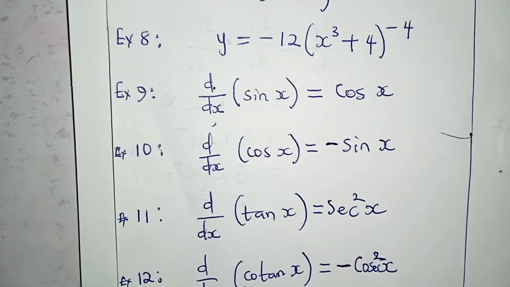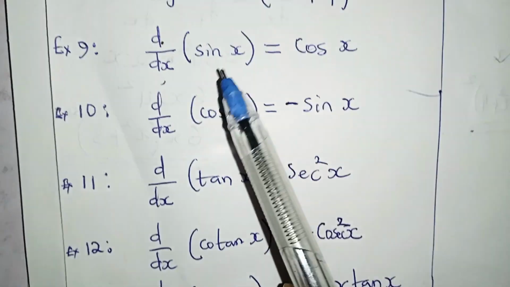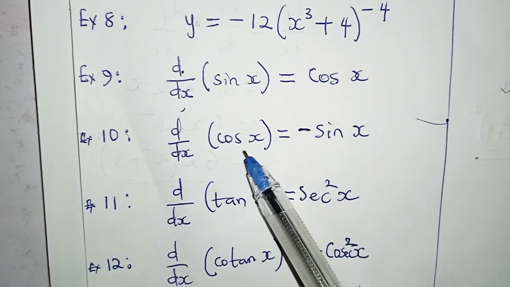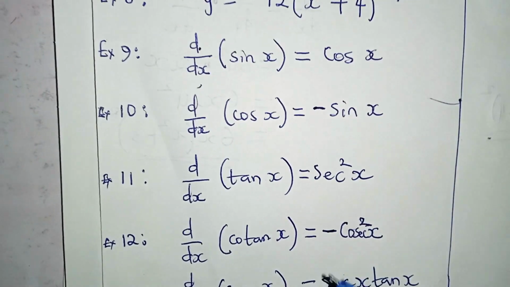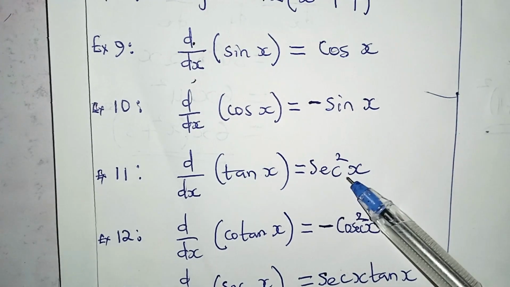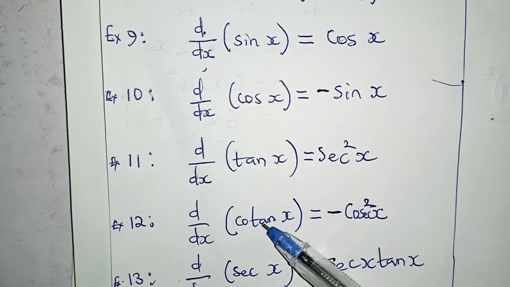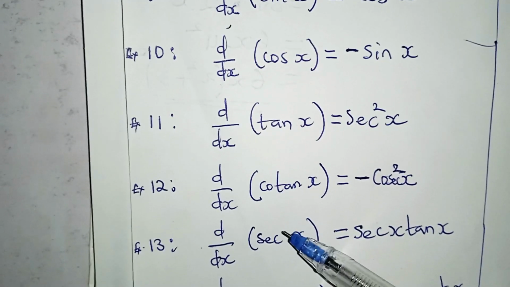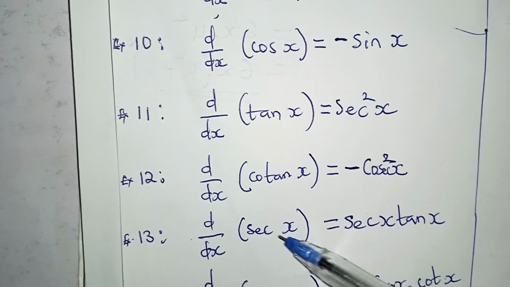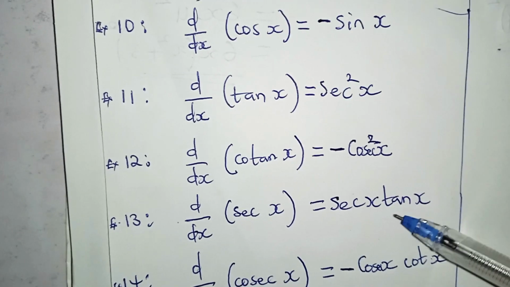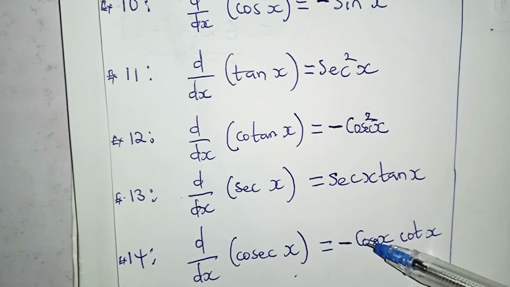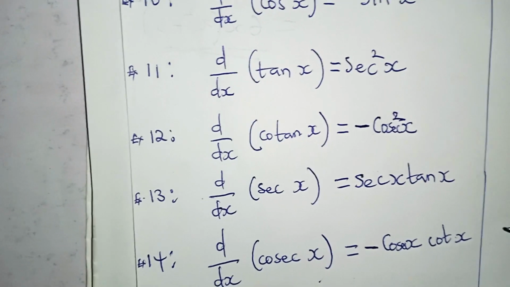You need to know that the derivative of sine x is cos x. The derivative of cos x is negative sine x. The derivative of tan x is secant squared x. The derivative of cotangent x is negative cosecant squared x. The derivative of secant x is secant x tan x. And the derivative of cosecant x is negative cosecant x cotangent x.